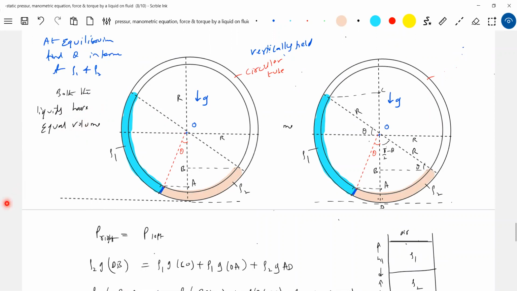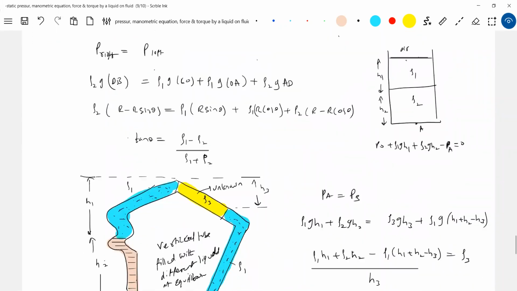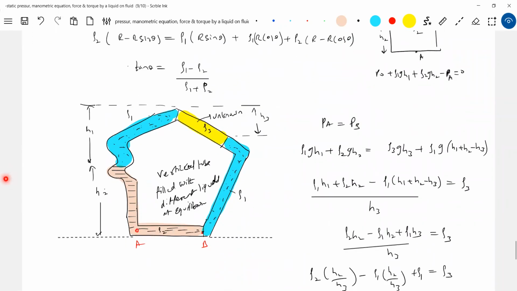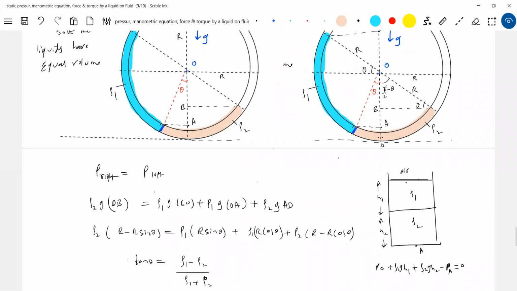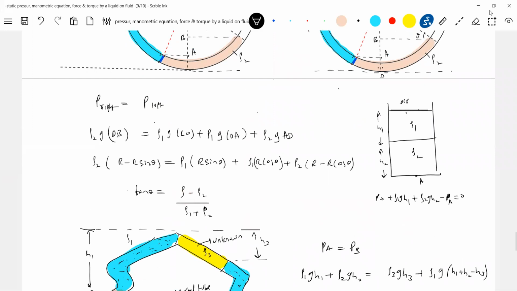Sir, for this question, I got tan theta is rho 2 minus rho 1 by rho 1 plus rho 2, sir. Rho 2 minus rho 1, huh? Okay, that one, yeah. Nobody replied. Because rho 2 will be denser.